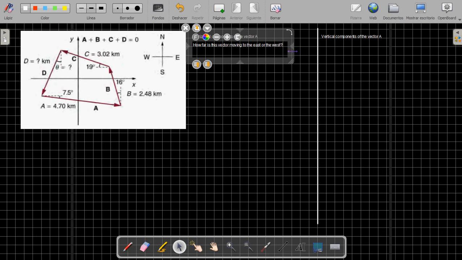And for that, we need to remember something. Every single time that something moves to the north is going to be considered as positive. If it's moving to the south, it's going to be considered as negative. If it's moving to the east, it's going to be considered as positive. And if it's moving to the west, it's going to be considered as negative.